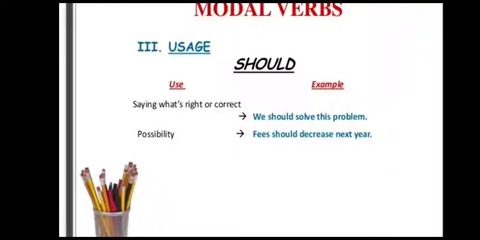When we are giving a command, we are using should, and when we are requesting, saying that you ought to do this, we are using ought to. Now, should is also used for saying what is right or wrong, or just an advice or suggestion, like we should solve this problem. And the next one is possibility. For example, fees should decrease next year. So for suggestion and for possibilities, we are using the term should.